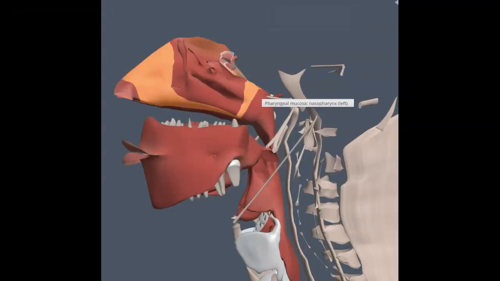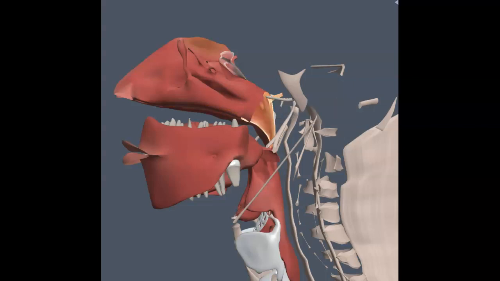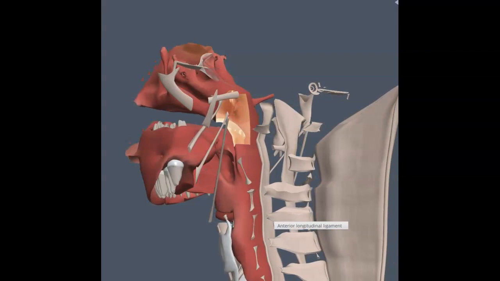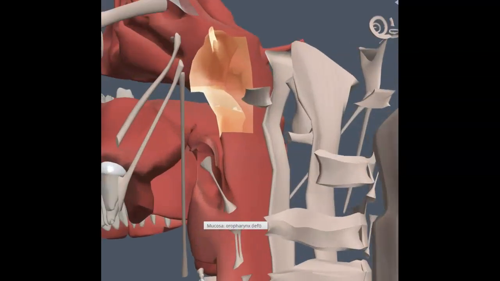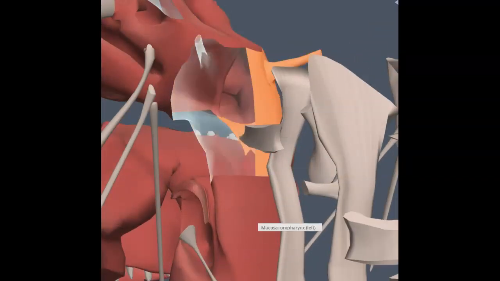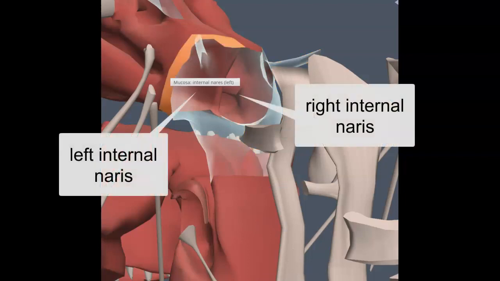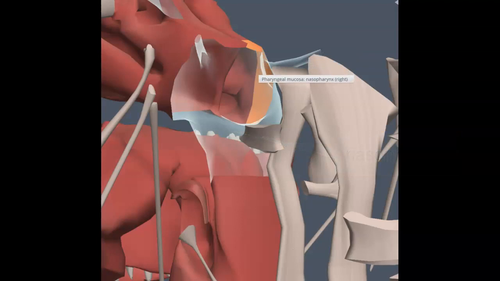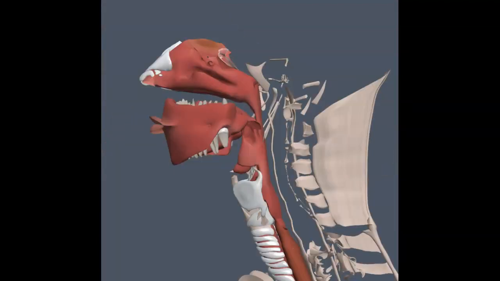The right and left nasal cavities are continuous with a single area called the nasopharynx, the superior-most region of the pharynx. Let's take a closer look at how the nasal cavities are continuous with the nasopharynx. Here we can see the two internal nares, the connections between the right and left nasal cavities to the nasopharynx. Both the nasal cavity and nasopharynx are lined with pseudostratified ciliated columnar epithelium.